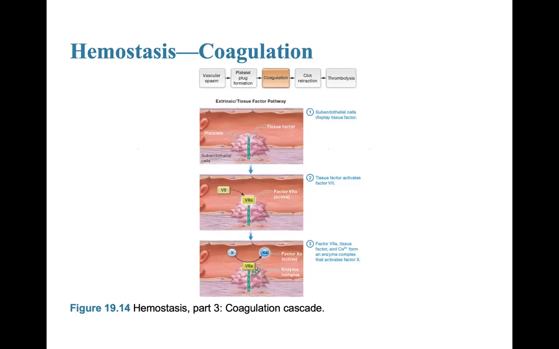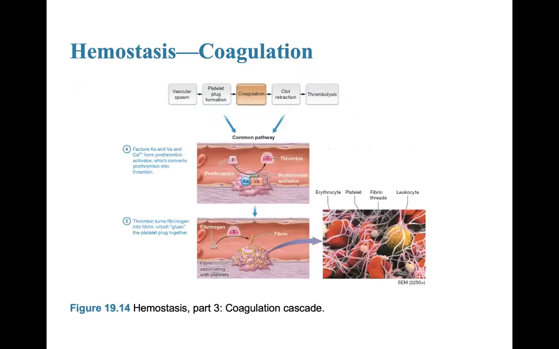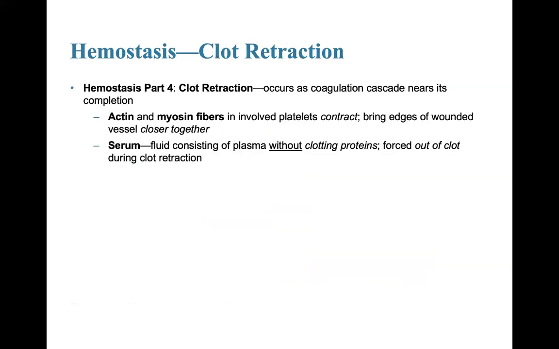And here you can see the extrinsic pathway. What's going to happen is when that factor 10A gets activated, you take prothrombin and you convert that to thrombin. Thrombin then takes fibrinogen and converts it to fibrin. And again, fibrin is forming that mesh that's actually going to form the clot there.